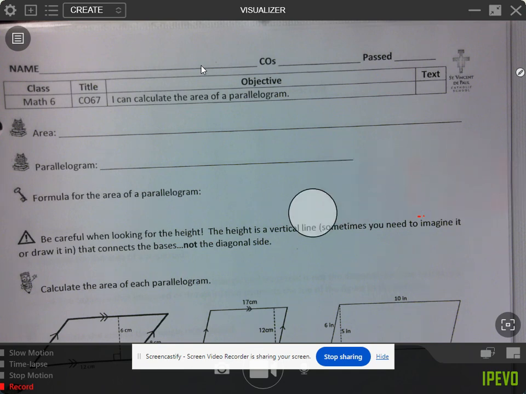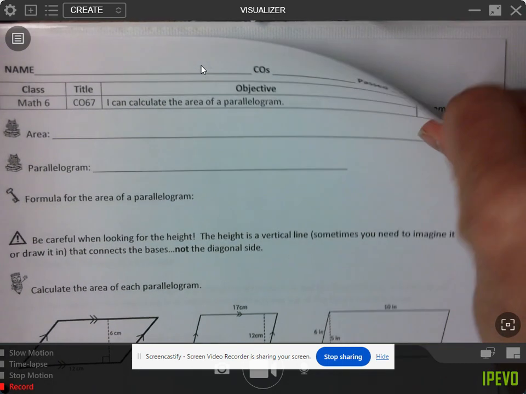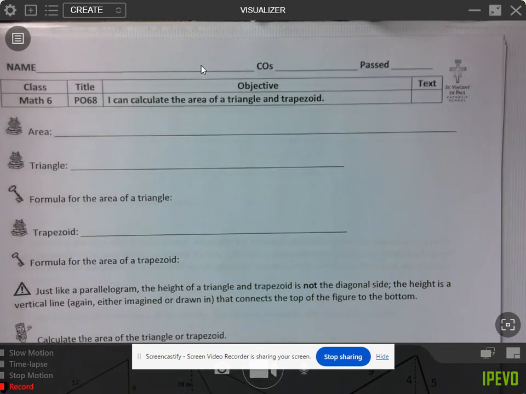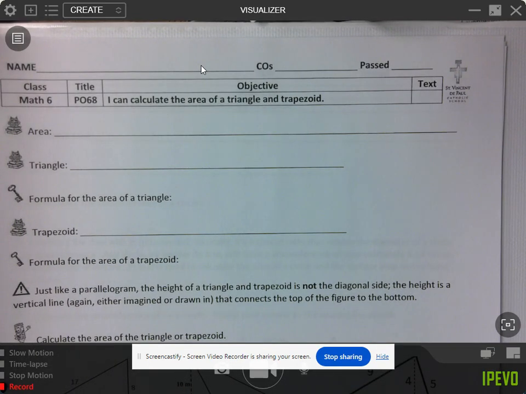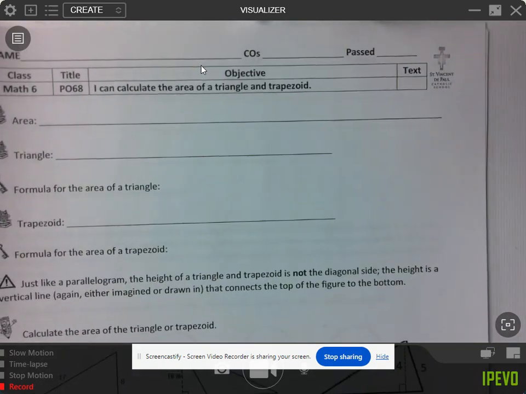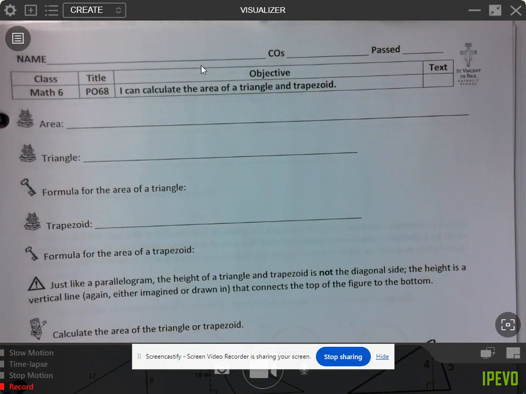All right, let's look at our next objective. Next, we have a PO, and this one is the triangle and trapezoid. So it is a PO. You must pass this one. So we know a triangle has three sides. Who can tell me the formula for the area of a triangle? Ava?